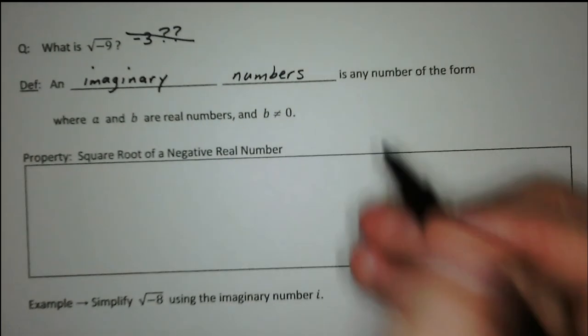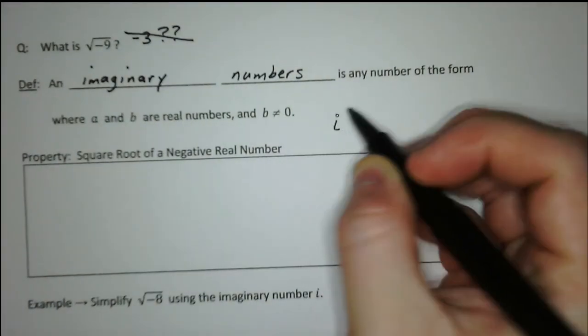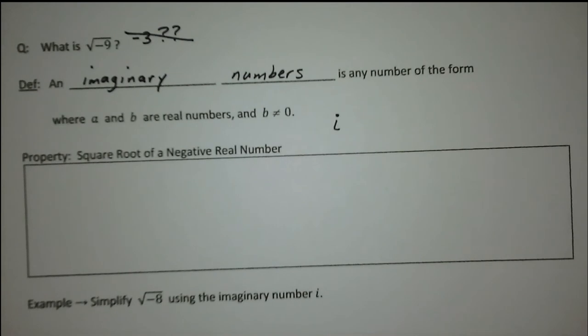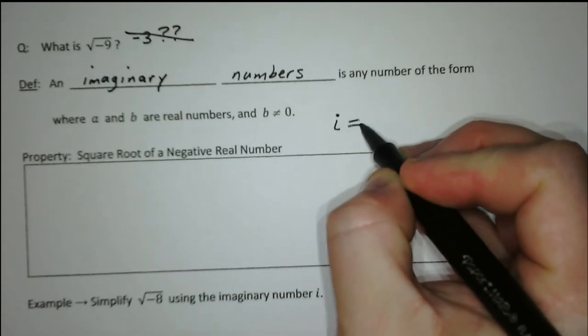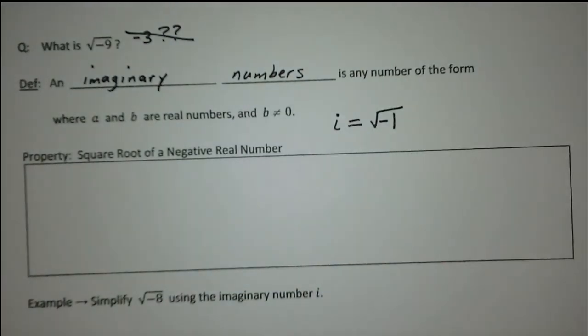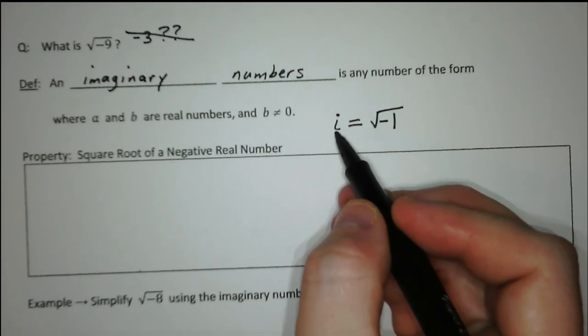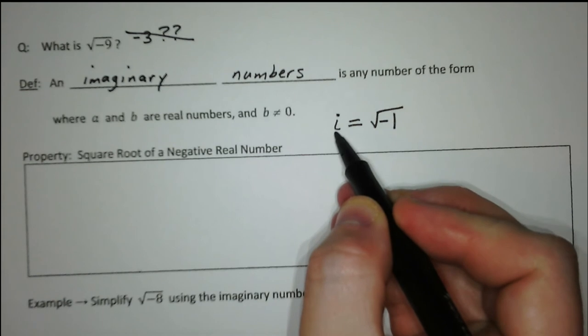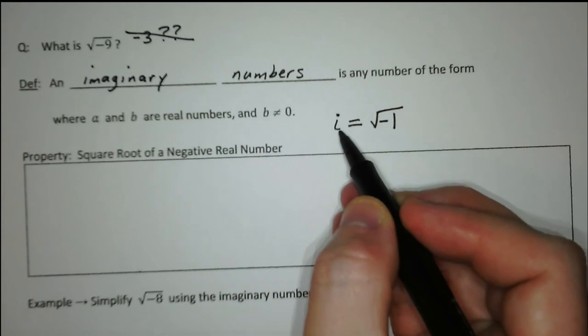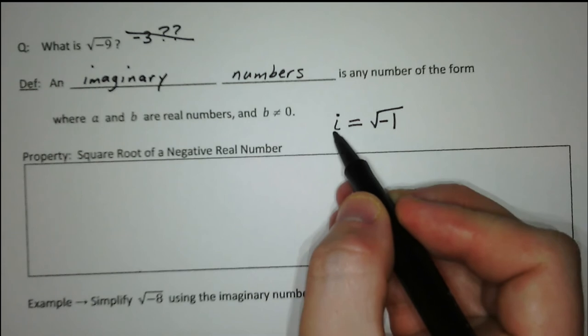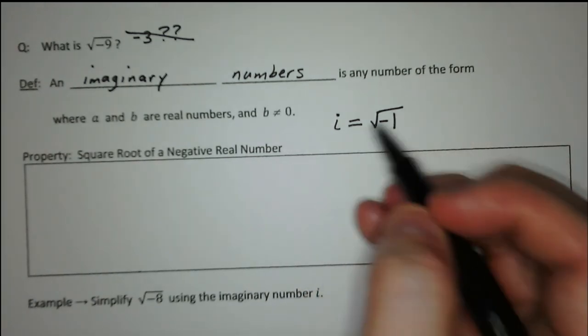We have this number that someone back in the day decided to call I, and we're going to say that I is equal to the square root of negative 1. We can't really take the square root of negative 1, but we're going to find a little loophole and just call it I. I obviously stands for imaginary. It's not really a variable, but it makes sense to use that letter to say the imaginary number.